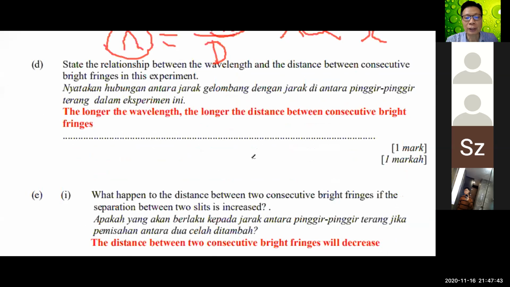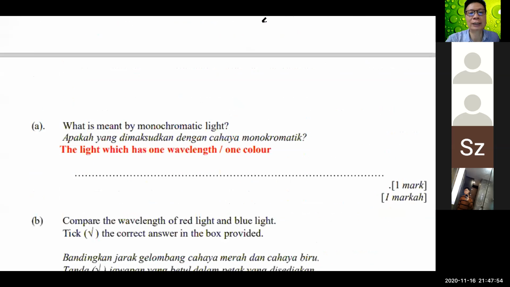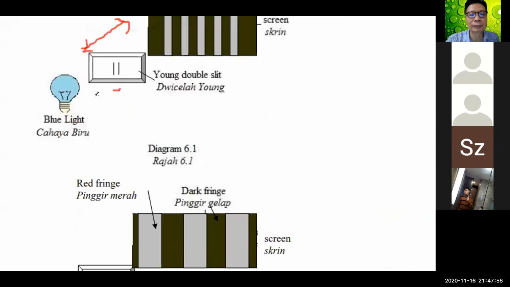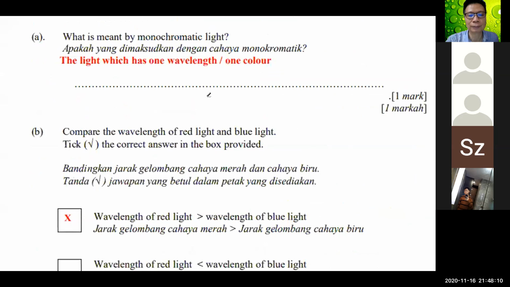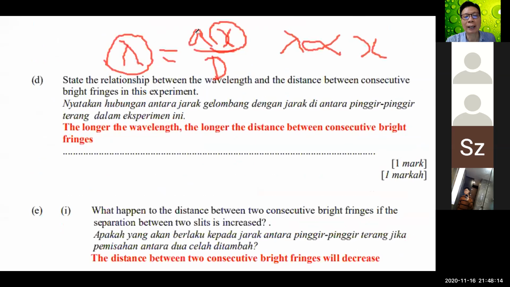What happens to the distance between two consecutive bright fringes if the slit separation increases? The gap distance becomes bigger. These slits are here, this double slit, okay? The two slits here, the distance becomes bigger. This one is a, okay? When the a gets bigger, what happens to the x, they ask you? Now you see the formula, a and x.